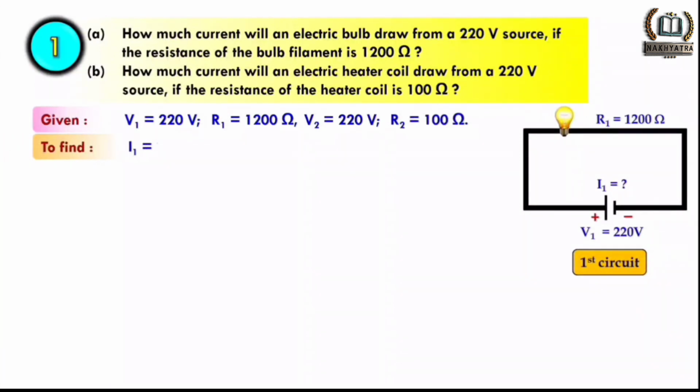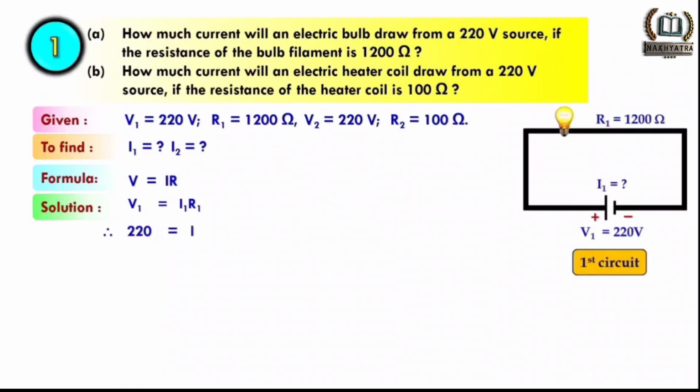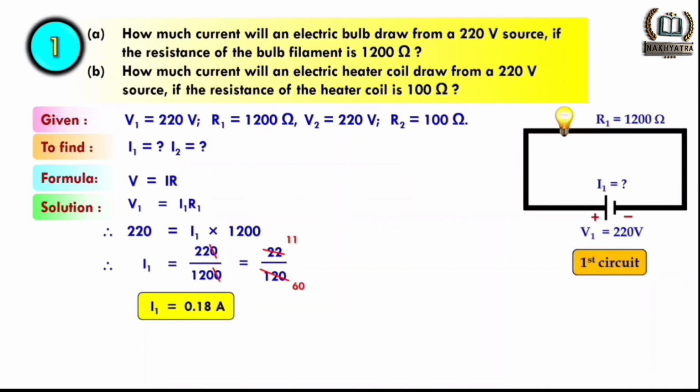Now we have to find out the current I1 and I2. So the formula we will use is V equal to IR. Now let's solve it. V1 equal to I1 into R1. Now by putting the values and then rearranging it, I1 equal to 220 by 1200. By cancelling it, we will get 22 by 120. Again by cancelling it, we will get the value for I1 equal to 0.18 ampere.